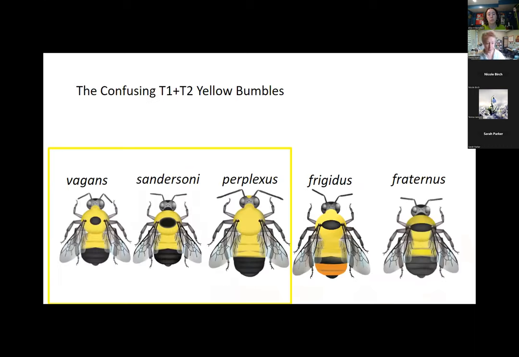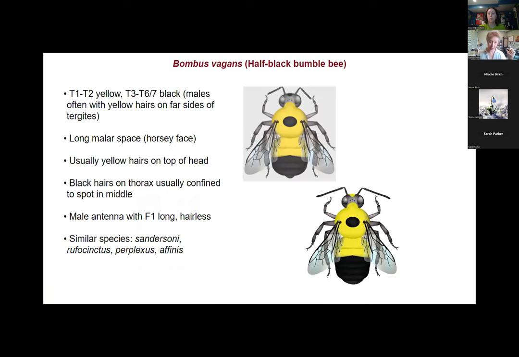The next group are the T1 and 2 yellow bumblebees, and we're actually only going to talk about three of these. There are a couple other species that aren't very common. There is information about them on that two-pager. If you do think you see them, you can double check there. But these other three are fairly common.